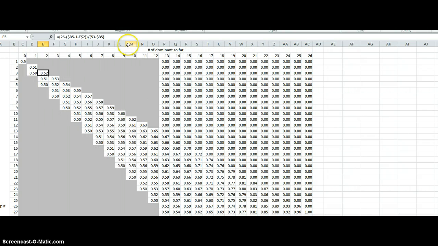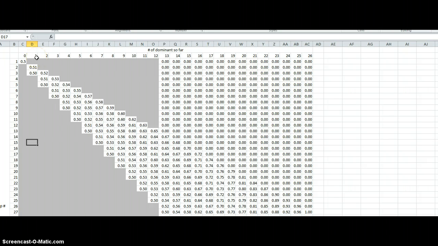So this is the number of dominants, number of flips. Each number in here is the probability of getting it right, assuming I'm in that position. Now notice most of these are 0 because I could never get to that position. For example, here, on my first flip, there's no way I can have 18 dominants. Similarly, down here, on my 15th flip, there's no way that I could have 1 dominant.